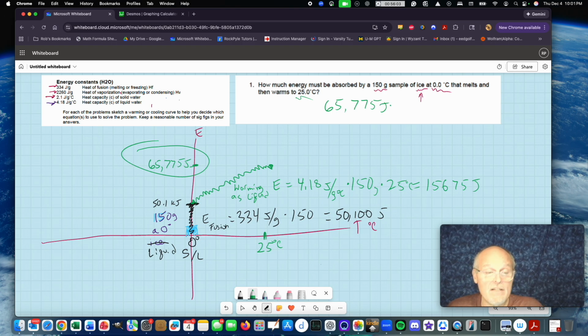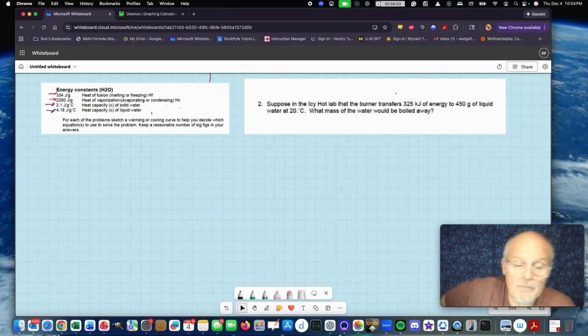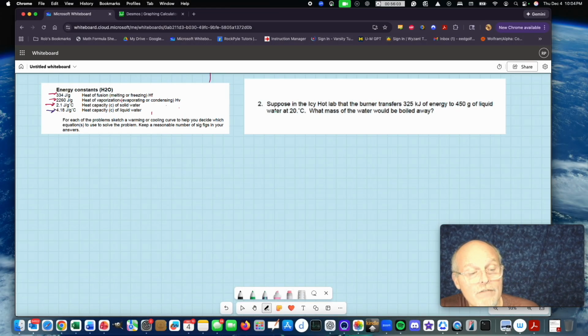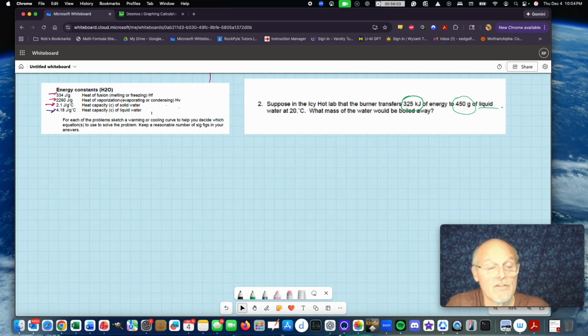All right, does that make sense? I sure hope so. Let's give another one a shot. So problem 2. Now we're going to figure out what the problem asks. We're going to add a set amount of energy to 450 grams of liquid. So that sets our starting point at 20 degrees C.